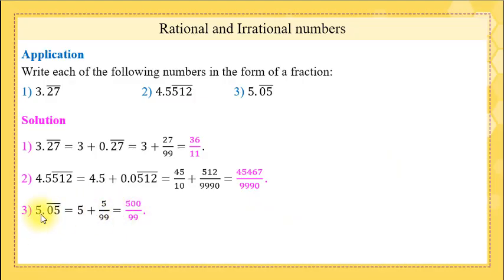Another example, 5.05 bar, we decompose this number as follows. We write 05 in the numerator, but the 0 to the left we ignore. And we have two numbers having a bar notation, so we write 99 and then add to find 500 over 99.